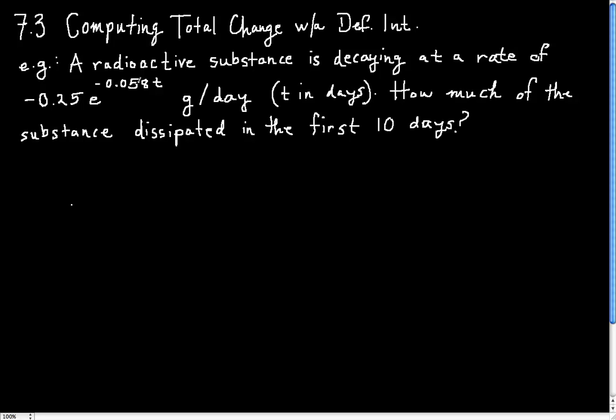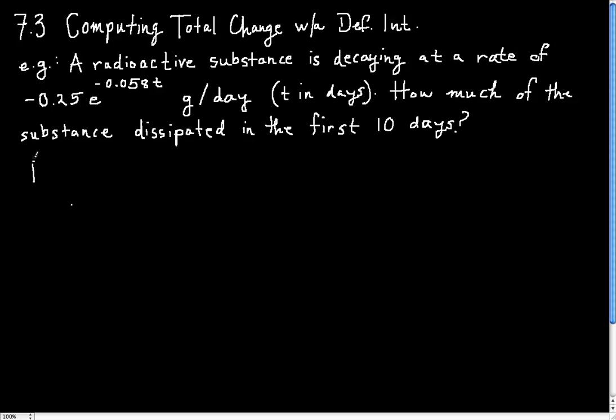Alright, and first of all, notice that this substance is decaying, and this says it's decaying at a rate of this. And notice that this expression is always negative, so its rate of change is negative, which means it's decreasing, which means it's decaying. So the sign here makes sense. And what we'd like to know is how much of this substance has dissipated or disappeared in the first 10 days. So first of all, we should recall what the fundamental theorem of calculus says.